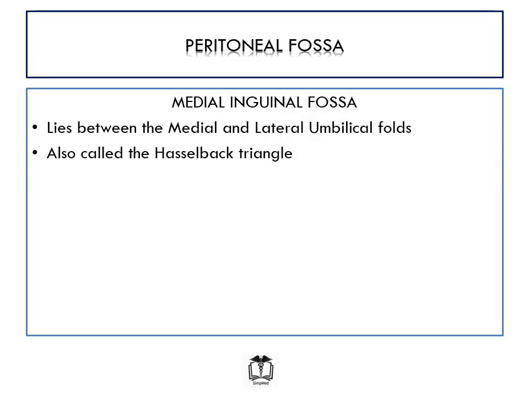The medial inguinal fossa or the medial umbilical fossa is one that lies between the medial and lateral umbilical folds. This is also referred to as the Hesselbach triangle. It's the potential site for what we call the direct inguinal hernia.